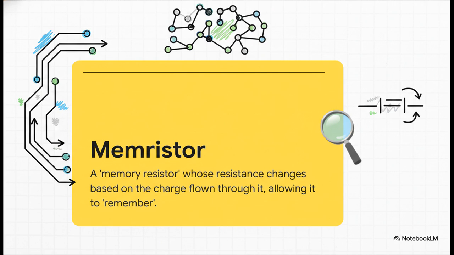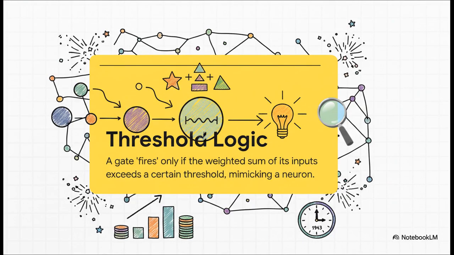So what makes the memristor such a game changer? Well, it's basically a resistor that has memory. Its resistance isn't fixed. It actually changes depending on the electricity that's flowed through it in the past. It literally remembers what happened to it, which is just a profoundly different kind of behavior than any other component we've ever had.